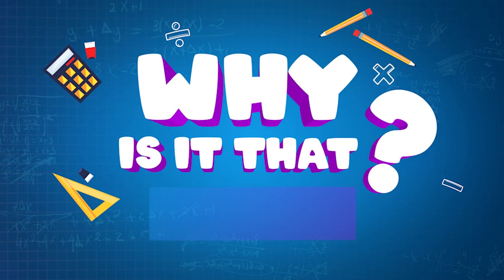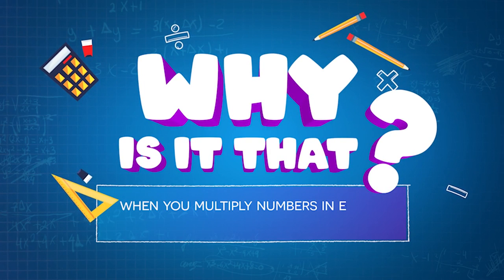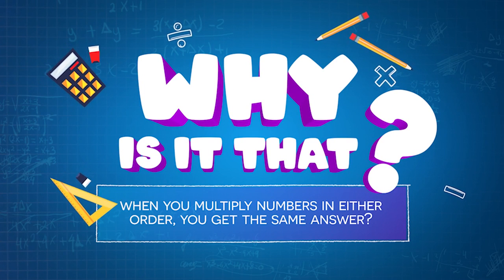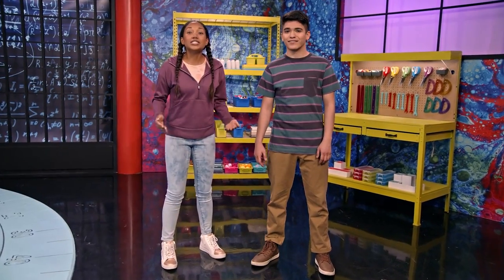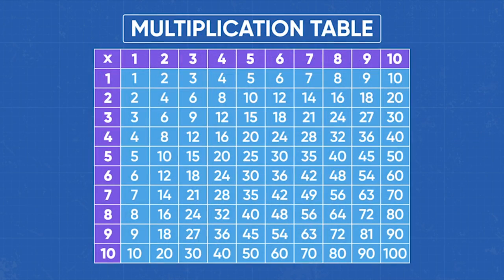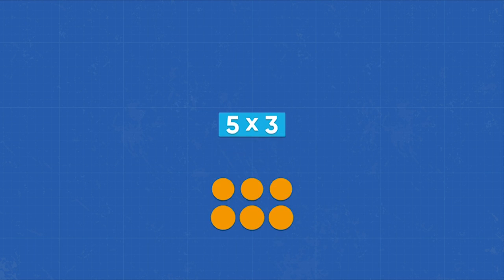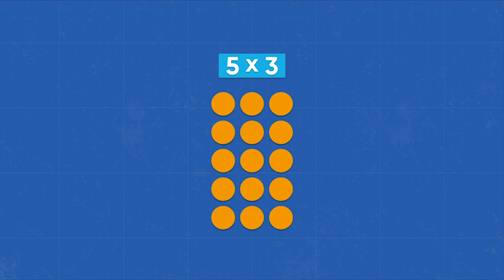Today, I want to know, why is it that when you multiply numbers in either order, you get the same answer? You can see this by looking at the multiplication table. If we find 3 times 5 in the table, it's 15. And 5 times 3 in the table is also 15. Let's make arrays of both situations to understand this. First, 5 times 3. That's 5 groups of 3. Let's count them. 3, 6, 9, 12, 15 dots.